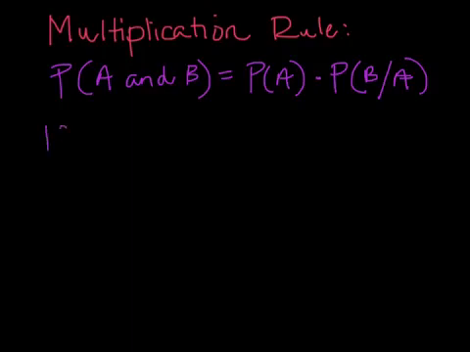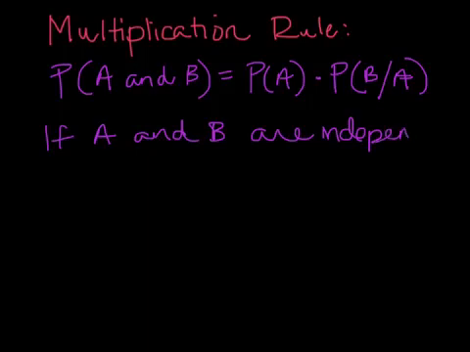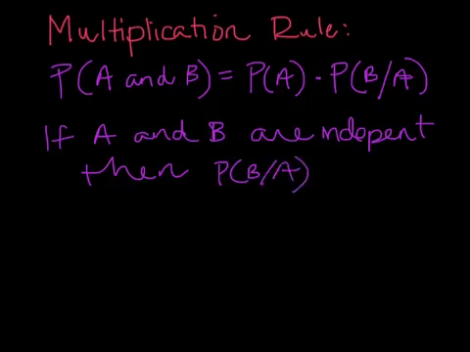So if A and B are independent, then the probability of B given A is the same thing as just the chance of B happening in the first place. Okay, so the idea is I have to find the two probabilities and multiply them, and I have to keep in mind with this second one, probability of B given A, that A happened.